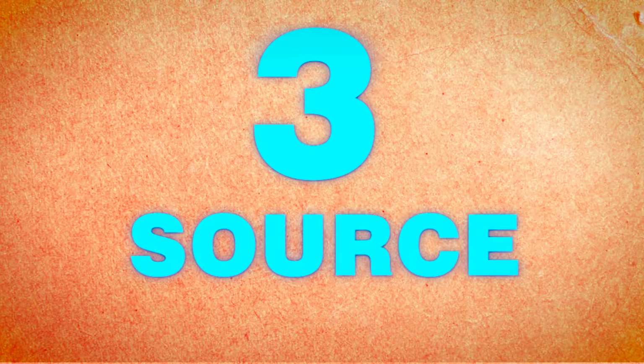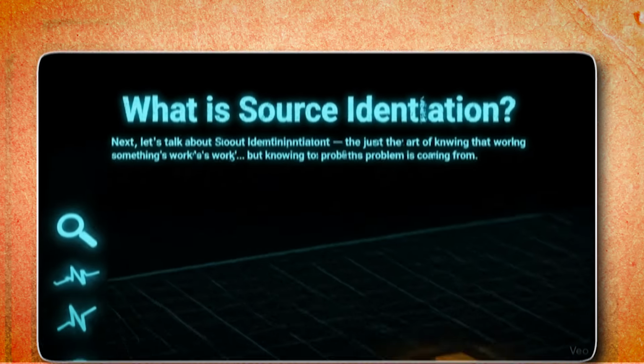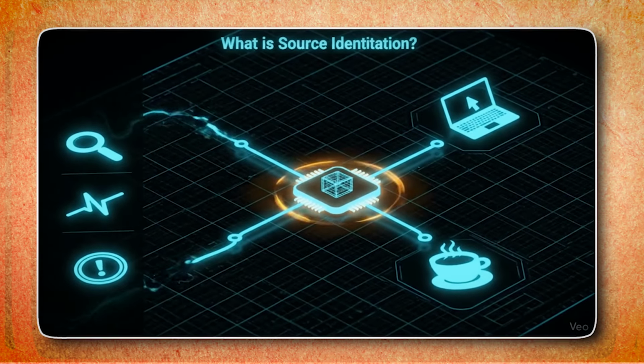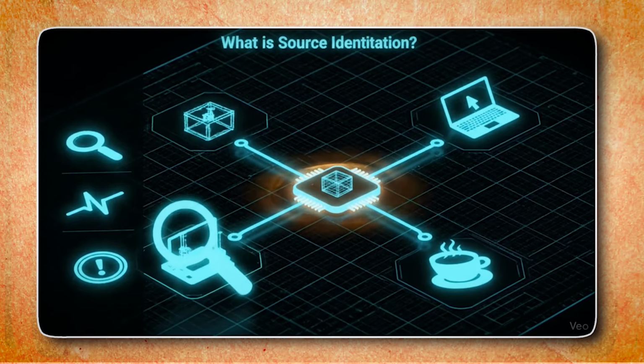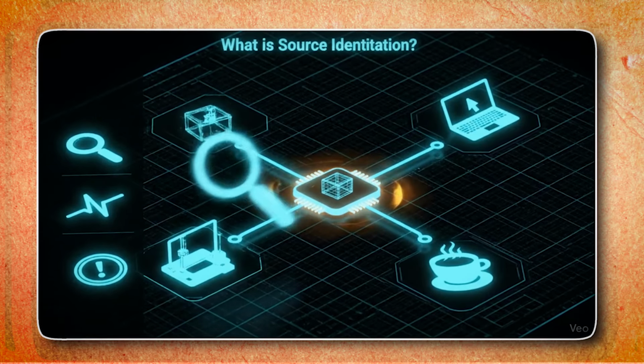Now let's talk about the third important use case, source identification. What is source identification in Edge AI? It's the art of not just knowing that something is wrong in an embedded system, but knowing where the problem is exactly coming from. Consider it's 11 a.m.